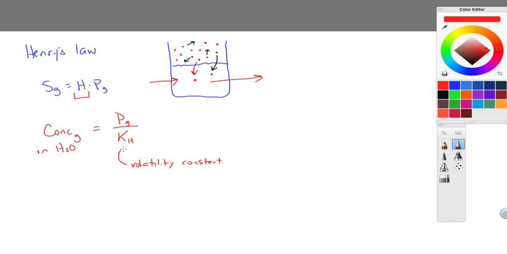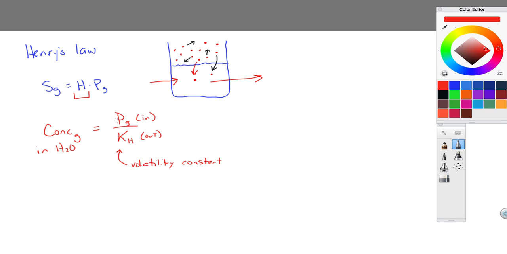And so basically, it's a measure of volatility, right? That's a measure of how readily something comes out of solution, right? And so if you think about this equation, the concentration in solution is going to be related to the partial pressure of the gas. So that would be sort of your inward force, right? Divided by your volatility constant. Well, your volatility constant is talking about movement out of that solution, right? So the concentration in solution is really a ratio of the driving force inward and the driving force outward, right? Hopefully that makes sense, right?